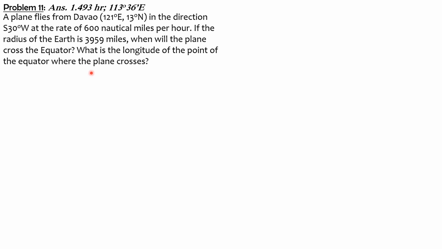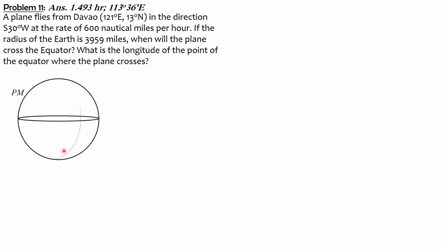But first of all, let's draw the sphere. And this is the equator. Then let us say this is the prime meridian. Because the longitude of Davao is 121 degrees east, it is somewhere here. As shown, this angle is 121 degrees, so that's east, and 13 degrees north, so Davao should be somewhere here. That's the angle subtended by this arc on this meridian at the center of the Earth, which is also this angular distance, which is 13 degrees. So that's 13 degrees. This is also 13 degrees.